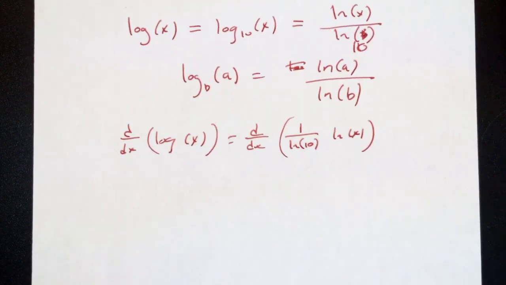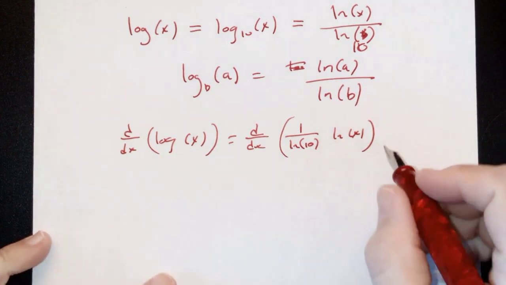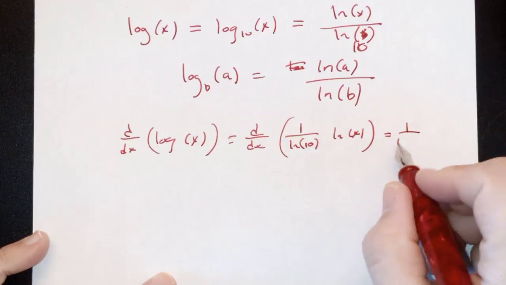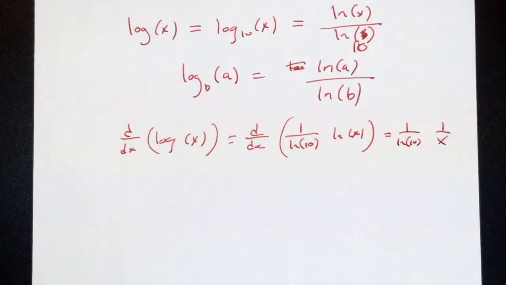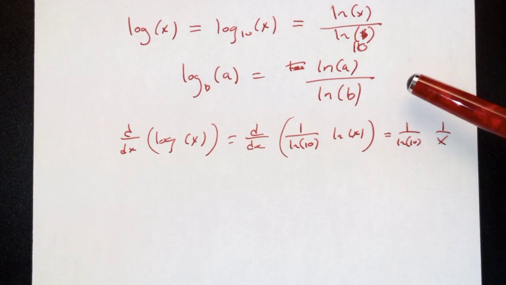When you take the derivative of something with a constant in it, what happens to the constant? Say again. It only goes away if the constant is alone. This constant's being multiplied. It's a coefficient, it just stays there, which means I get 1 over ln of 10 times 1 over x. Was there anything magical about the number 10 in this problem? Nope. This formula applies to any base.